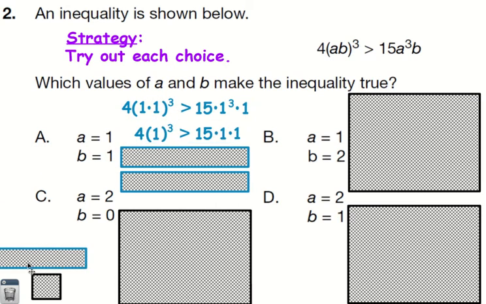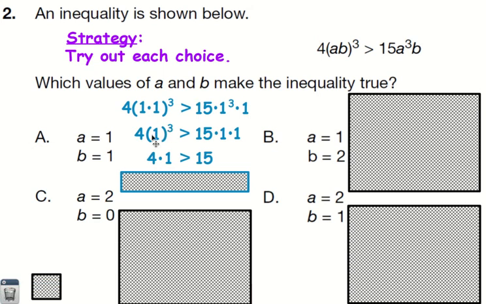So here you would be multiplying in here first. Here you'd be raising this to the third power. And then you'd be raising 1 to the third power first, then multiplying by 4. Anyway, when you try these values for A and B, you end up with 4 is greater than 15, which is not true.